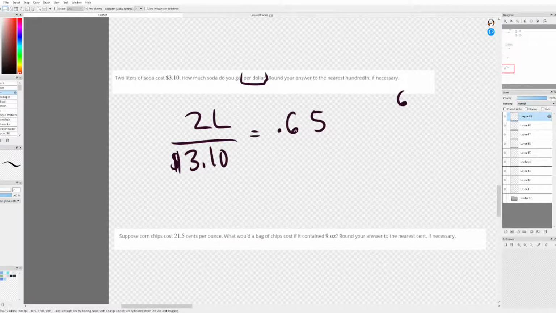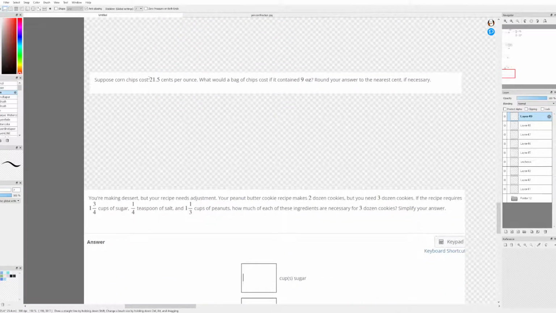It's like 0.645 and then repeating or whatever. Not repeating, but it doesn't end for a while. It does end eventually because it can be expressed as a fraction. But basically 65 cents.